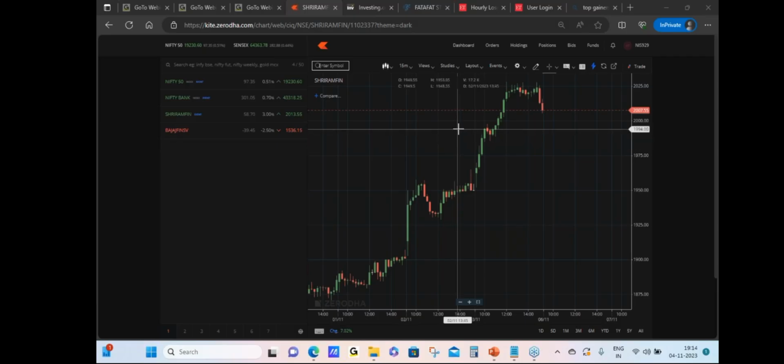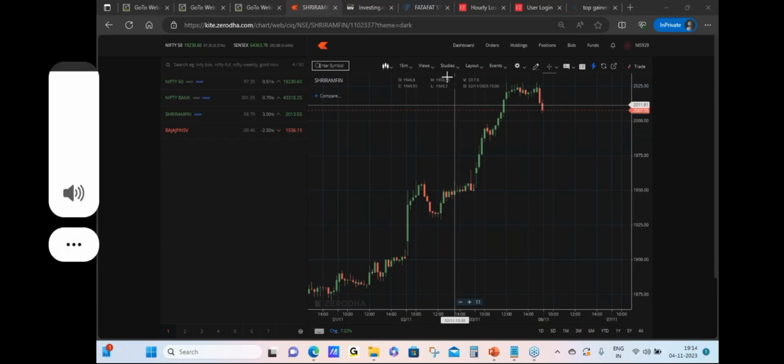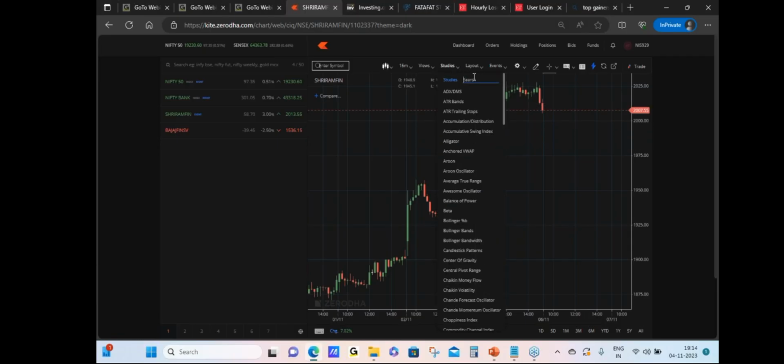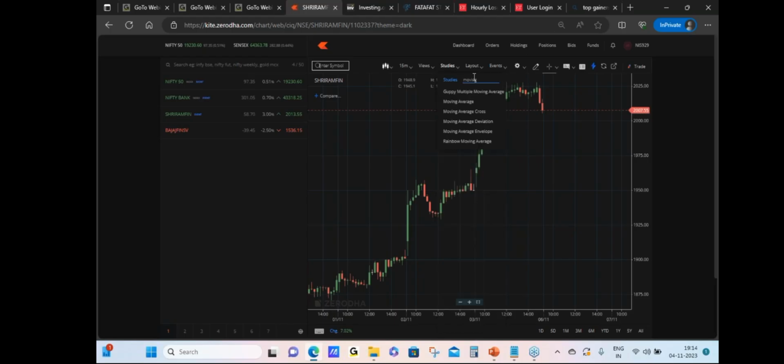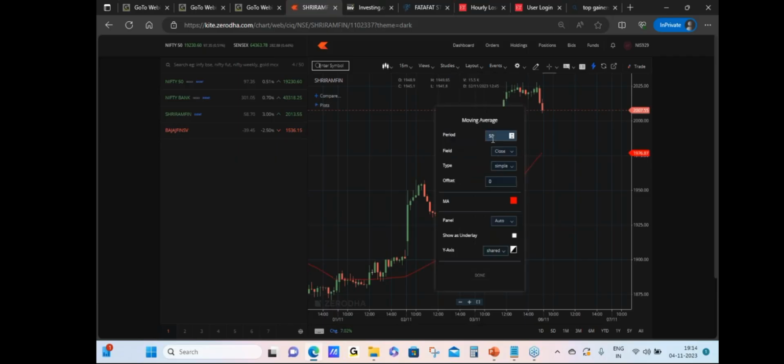So let me plot 10 SMA. How to plot? You need to go to studies, search moving average. Once you type moving, you'll get this moving average. You're supposed to select it. The period, by default, will be 50. You need to change it to 10. The type is simple. That's why it is called a simple moving average. The color, I try to keep it as L.